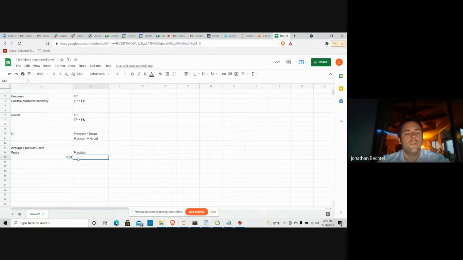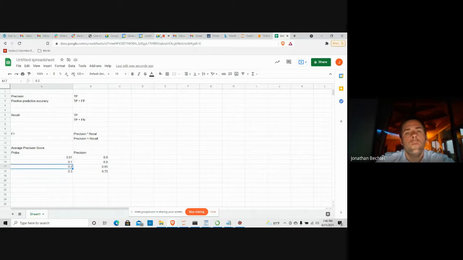And then you look at the precision score, it might be something like, I don't know, 0.9. Probability 0.1, 0.8, 0.2, 0.85, 0.3, 0.75. So the idea then, what you do is you look at your precision at different probability thresholds.